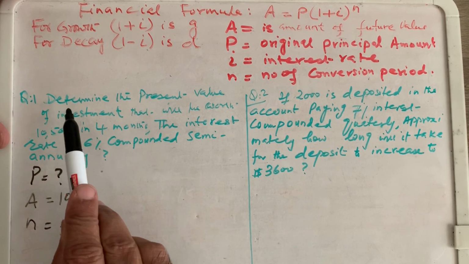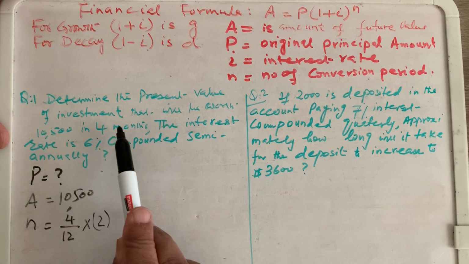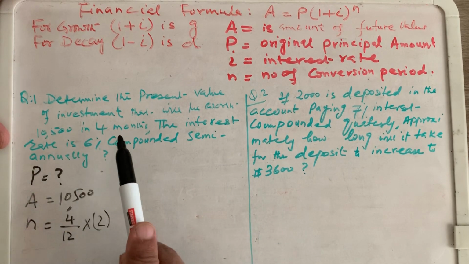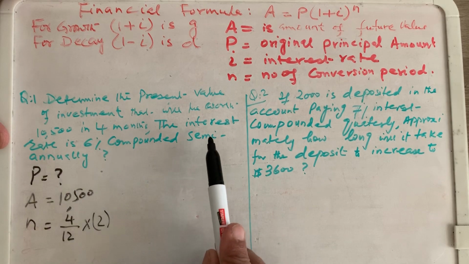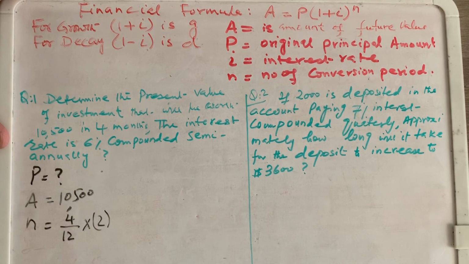So we can say: determine the present value of the investment that will be worth 10,500 in 4 months. The interest rate is 6% compounded semi-annually. Semi-annually means the frequency is 2, right? So always remember that n is the number of years times the frequency. You have to read the question carefully and multiply by the frequency.